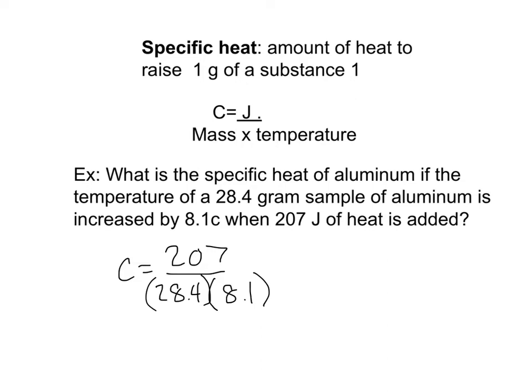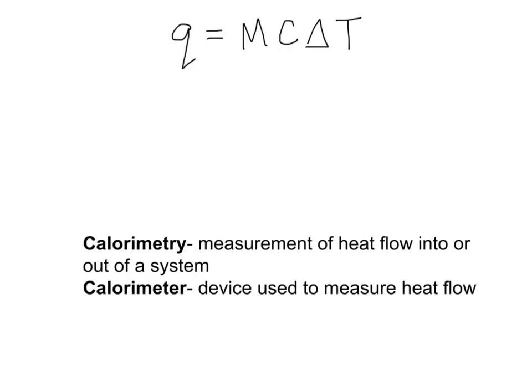After multiplying 28.4 times 8.1 and dividing 207 by that, you will get C equals 0.899 joules per gram degree Celsius as your answer. And that is the specific heat of aluminum. The equation Q equals mc delta T is the equation to find the heat of a substance. In the formula, Q equals heat, m equals mass, c equals specific heat, and delta T is the change of temperature.